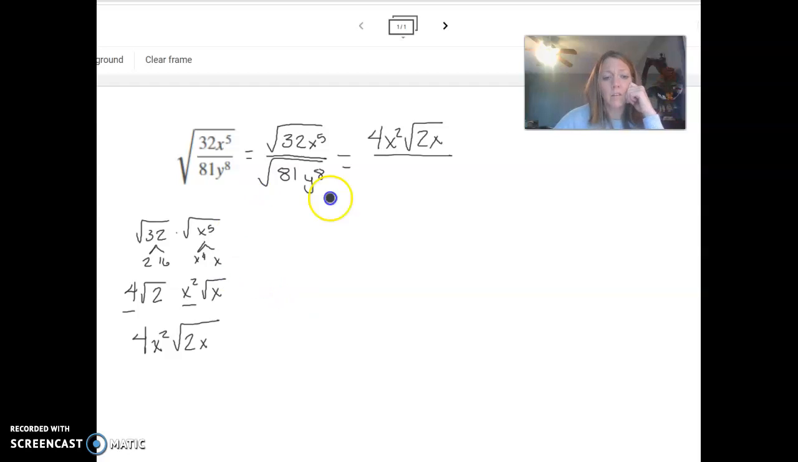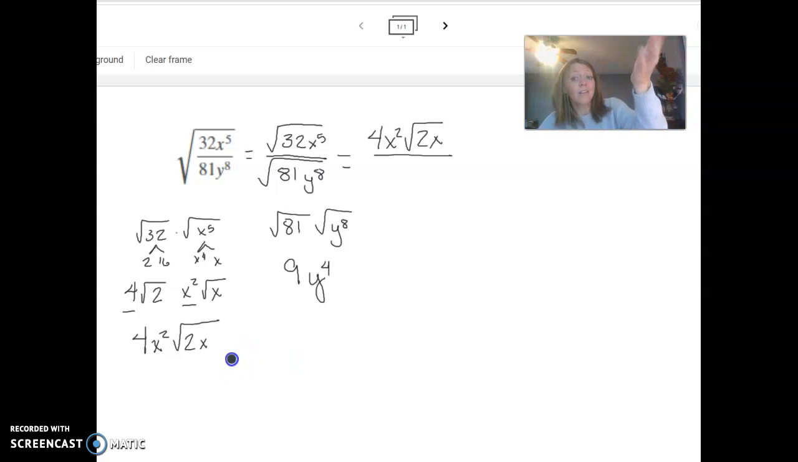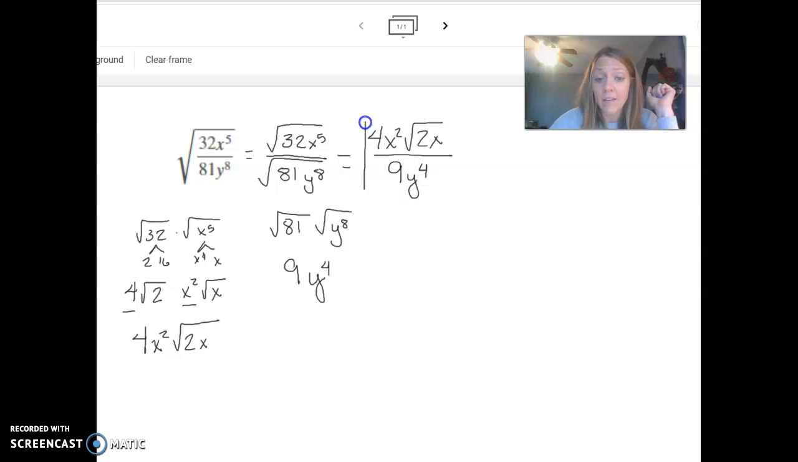All right, and let's look at the denominator now. It's like the square root of 81 times the square root of y to the 8th. Square root of 81 is 9. Square root of y to the 8th. How many groups of 2 are there in 8? There's 4, right? So that'll be y to the 4th, because y to the 4th squared is y to the 8th. Okay, so our denominator here is 9y to the 4th. And that is my answer for that one.